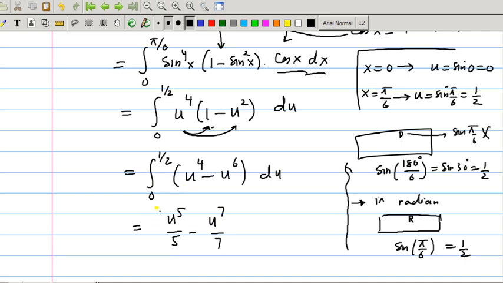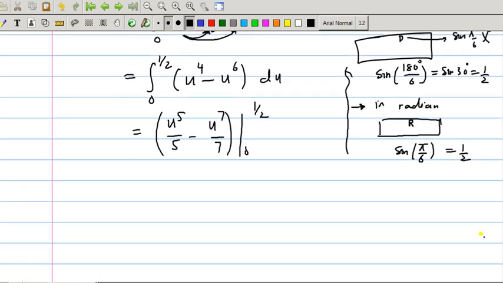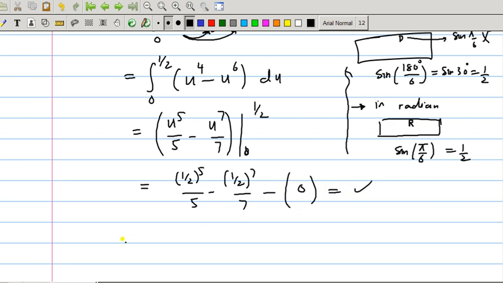Agree? So now I will put the limits from 0 to 1 over 2. So now if you replace, 1 over 2 to the power 5 by 5 minus 1 over 2 to the power 7 by 7. Then minus 0. 0 will give me 0. Right? 0 by 5, 0 by 7 will give me 0. So whatever is the answer, just write that.